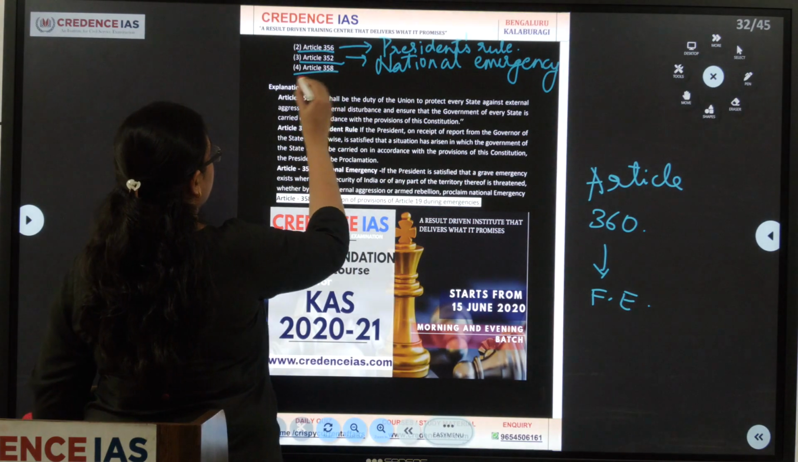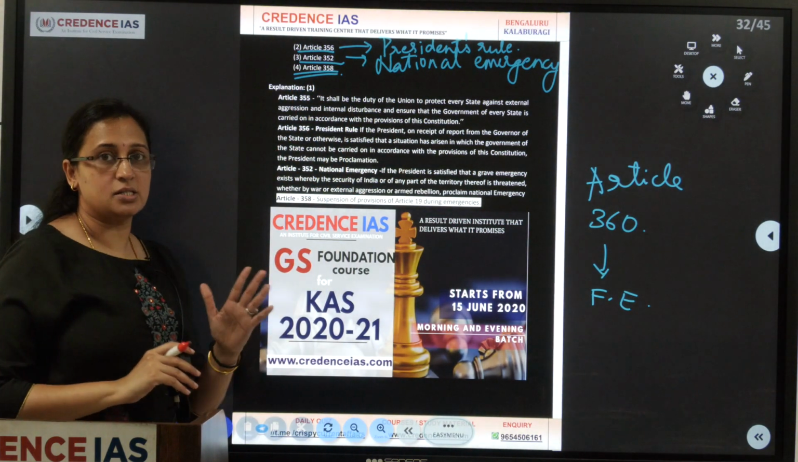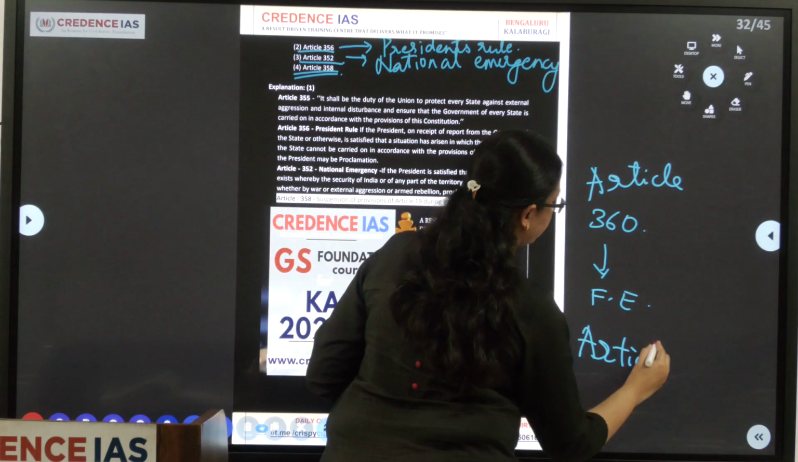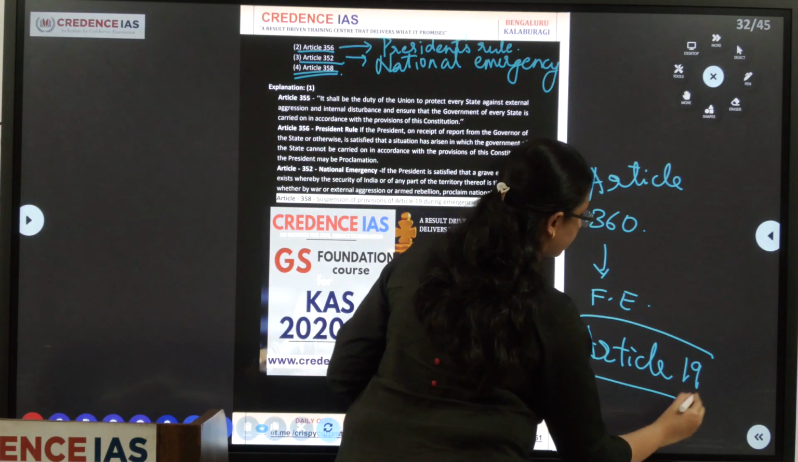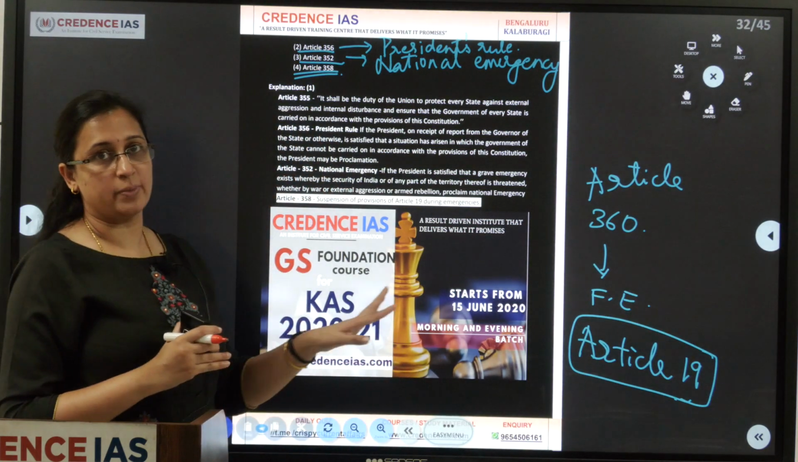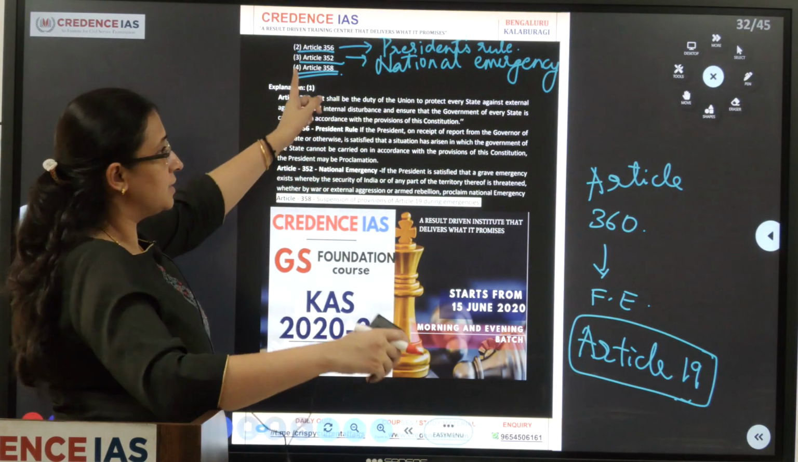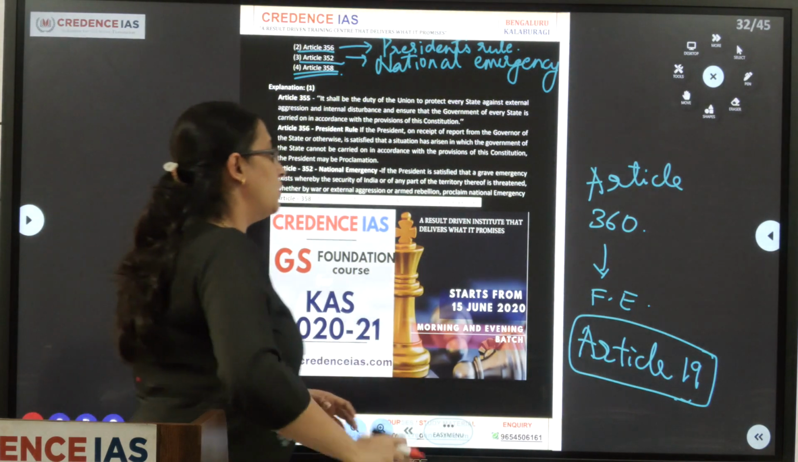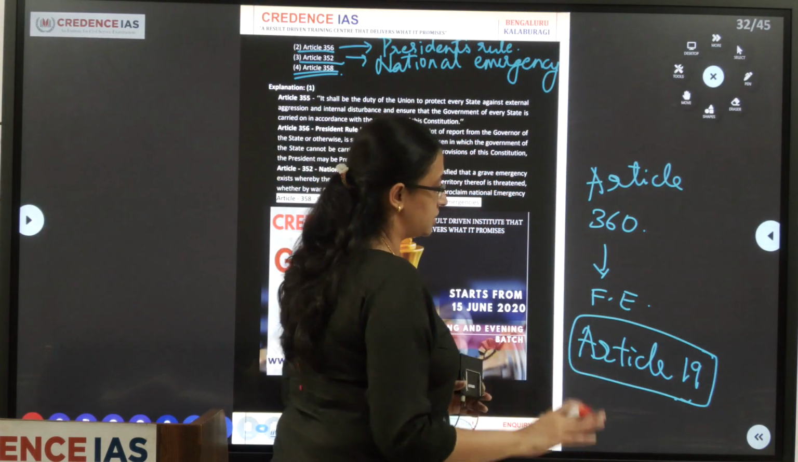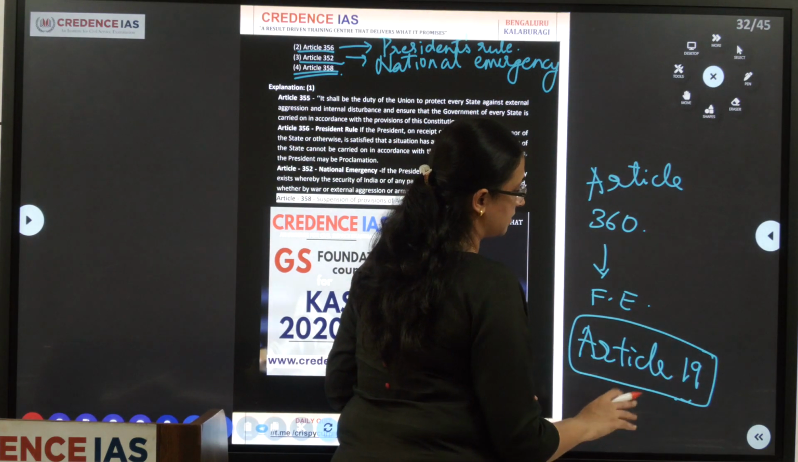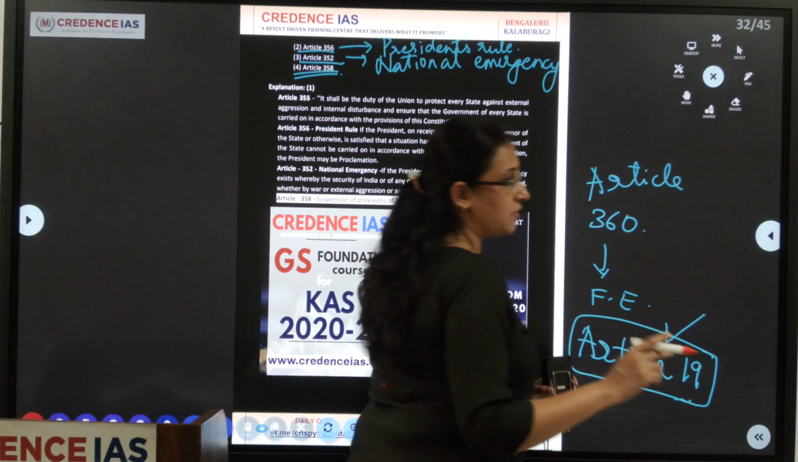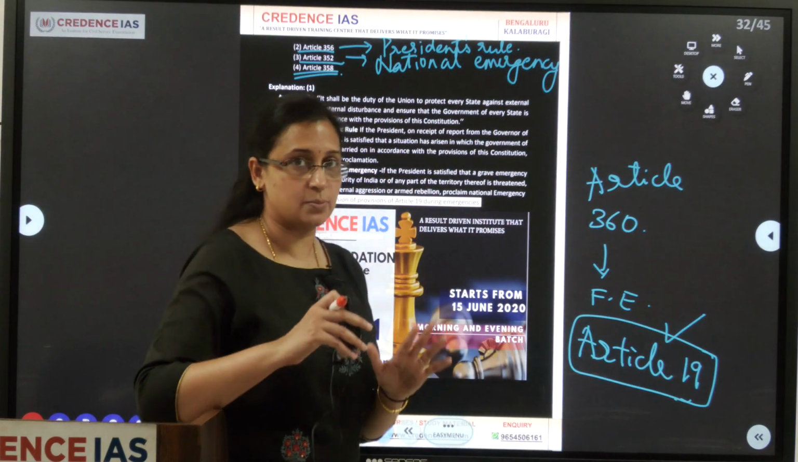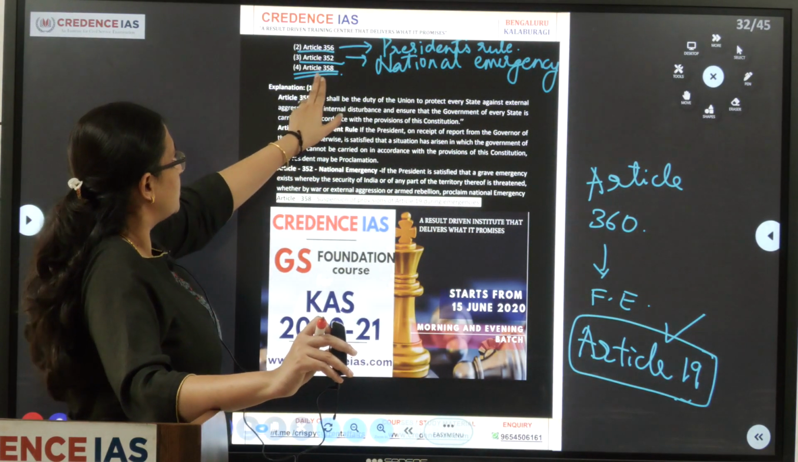And the last one, Article 358. Article 358 deals with the suspension of the enforcement of Article 19, that is the right to freedom of speech and expression, during national emergency. So Article 19 enforcement is automatically suspended as per Article 358 during national emergency, that is Article 352. So any action taken by government officials against the public will not be considered a violation of Article 19 even after the national emergency is removed. Hence, the enforcement of Article 19 will be completely suspended during national emergency as per Article 358.